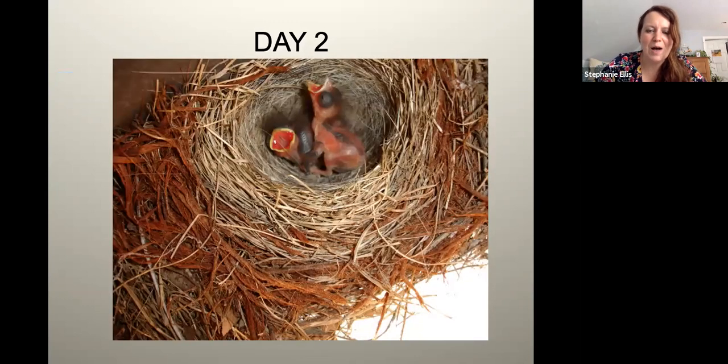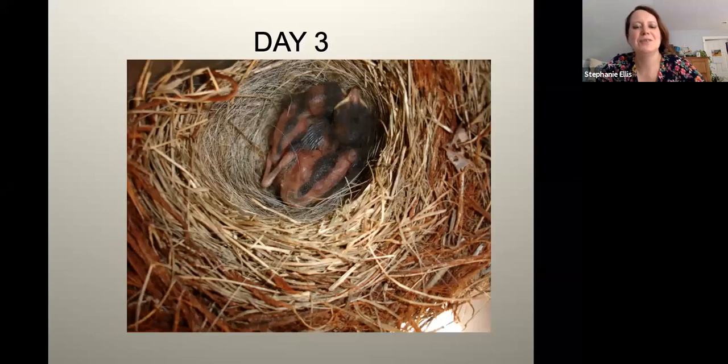Day 2, the little bobbleheads are getting stronger. They're able to pick up their heads. They're able to beg for food. They don't have much feathering yet, a little bit of down. Look at the difference between day 2 and day 3. They're already getting pin feathers on their wings. More feathers are coming in on the head.